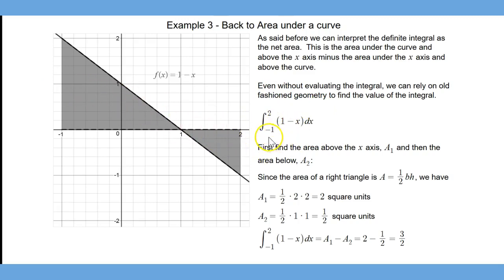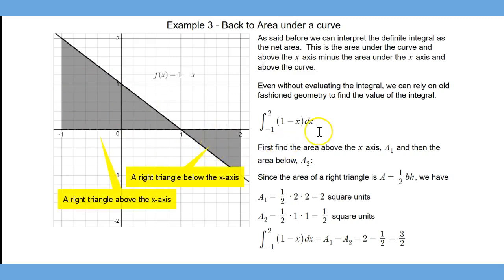So I'm looking at the definite integral from -1 to 2 of 1 minus x dx. So here's the graph of 1 minus x. And notice that I have the shape of a right triangle here and a right triangle here. So knowing that the definite integral gives us net area, instead of trying to figure this out with limits of Riemann sums, I can just take the area of this right triangle, the area of this right triangle, and I notice I'm going to be finding the net area. I'm going to be subtracting this area from this area.